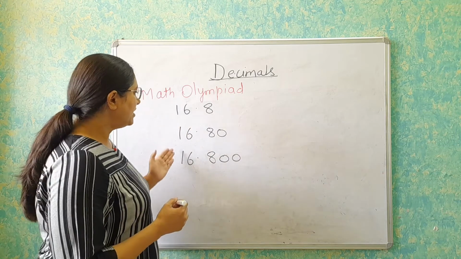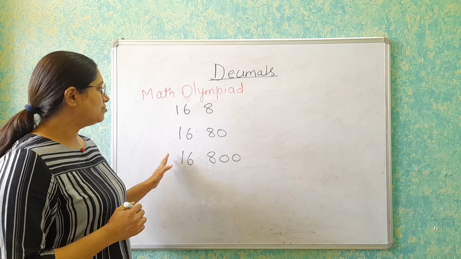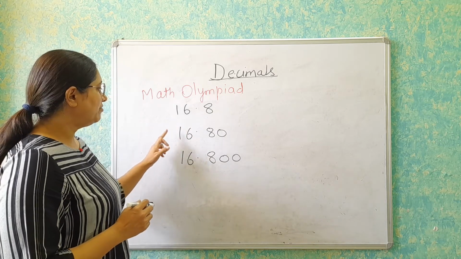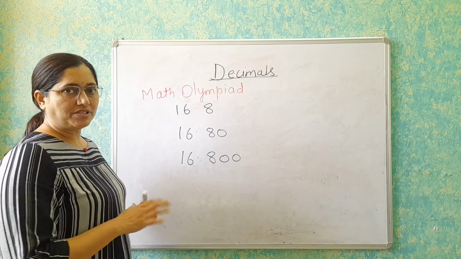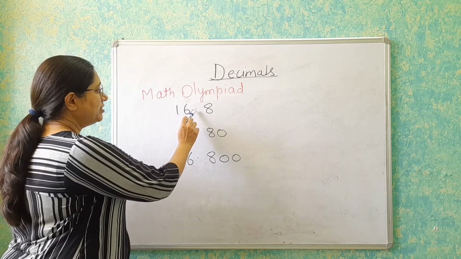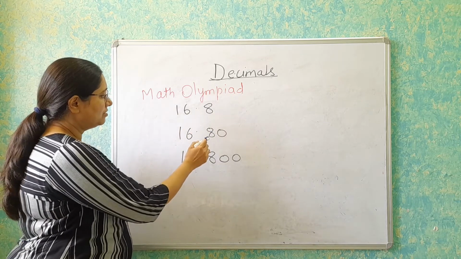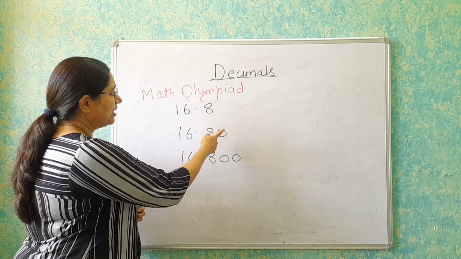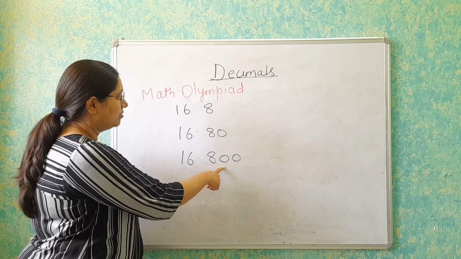Now look at these three examples. You have to compare which one is greater and which one is smaller. So first we will look at the whole number part. All three of them have 16 in the whole number part. So we cannot decide on the basis of the whole number part. Now we will look at the decimal part. After the decimal, this number has 8 in the tenths position. It also has 8, and this also has 8. And after that, it has no number, it has 0. This one also has 0.